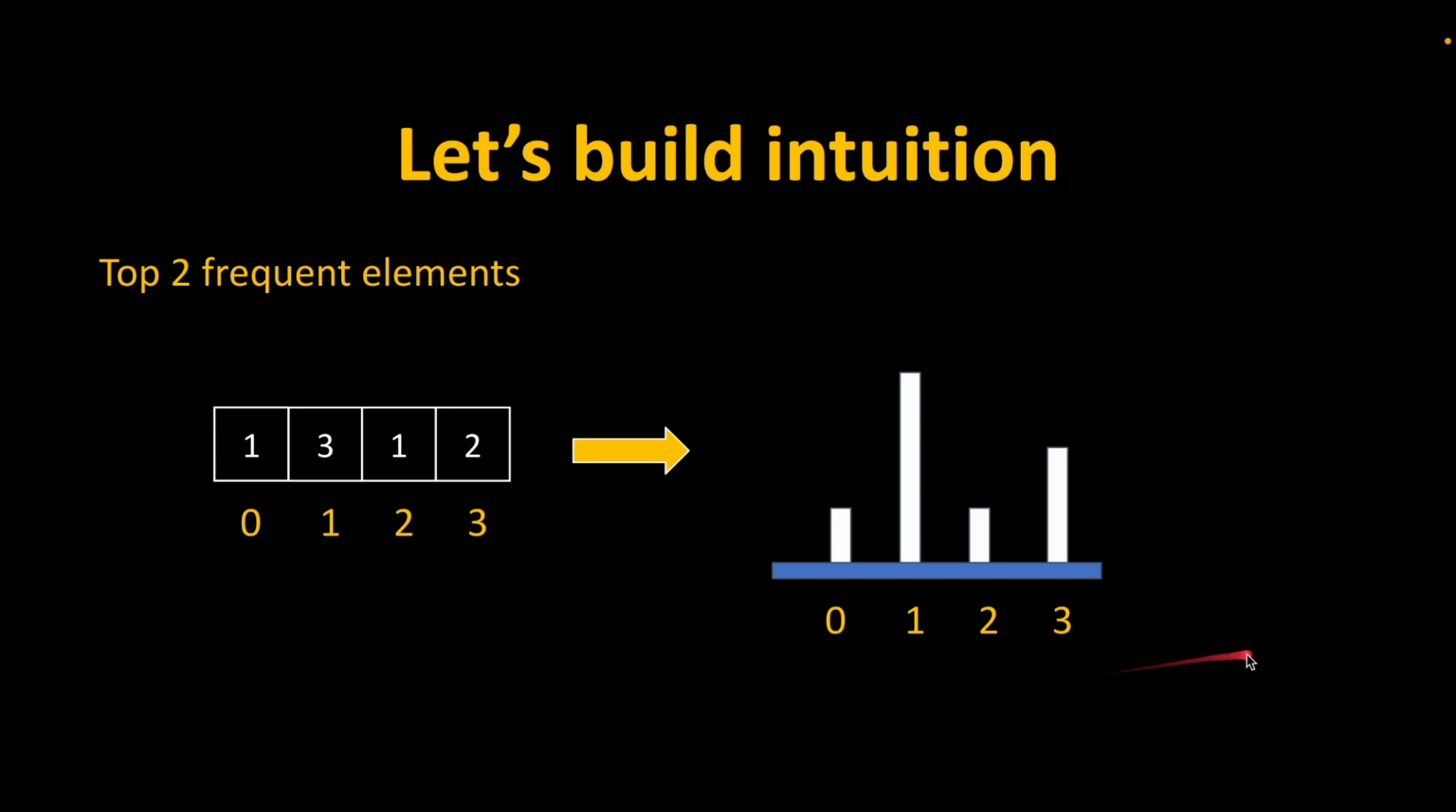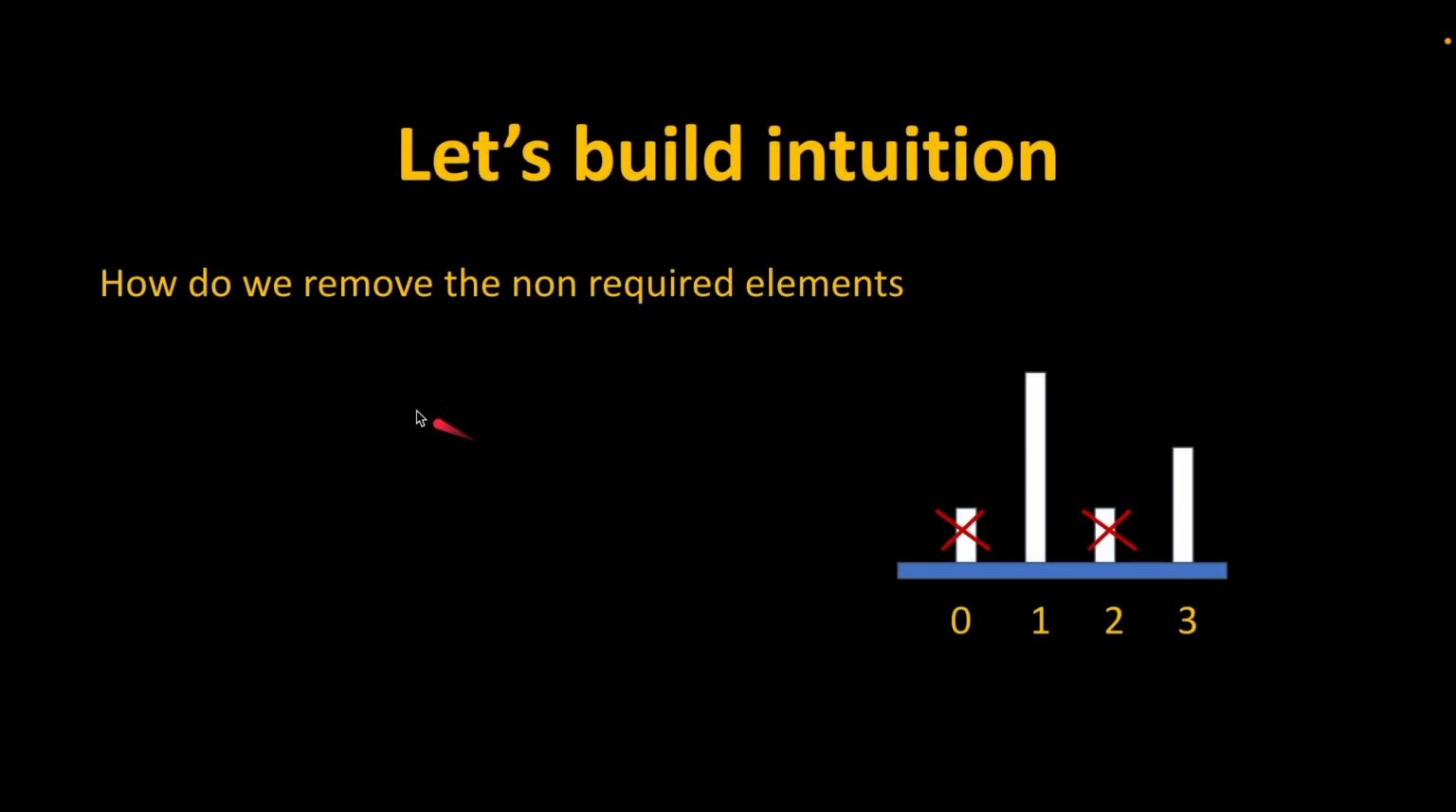So what we need to do? We need to find the two most frequent elements. So if we remove these two non-required elements, then we will get our answer, right? So our problem comes down to a solution. We need to remove the non-required elements. But how do we remove them?